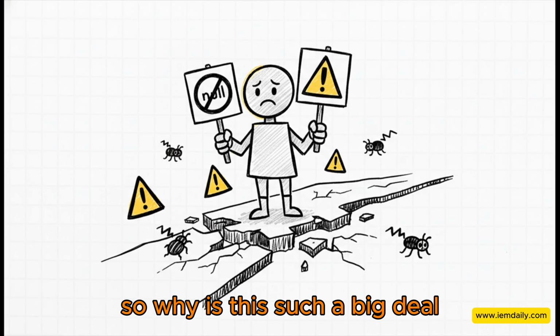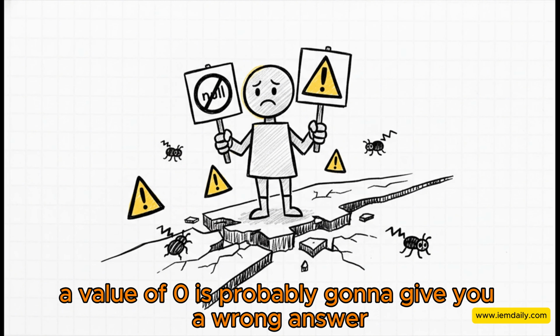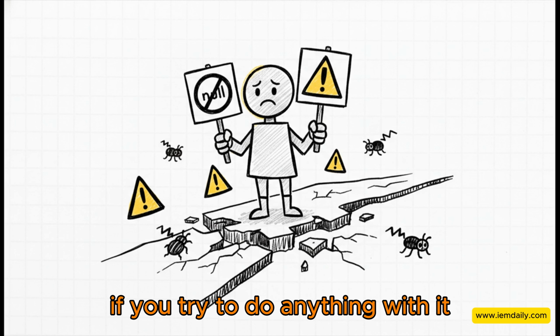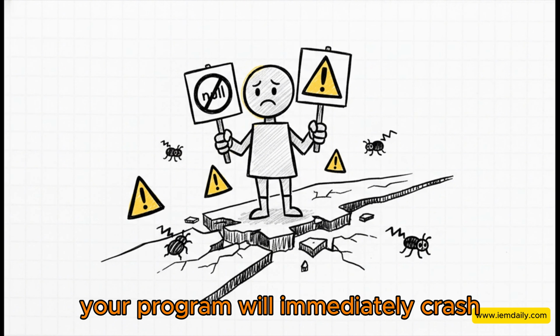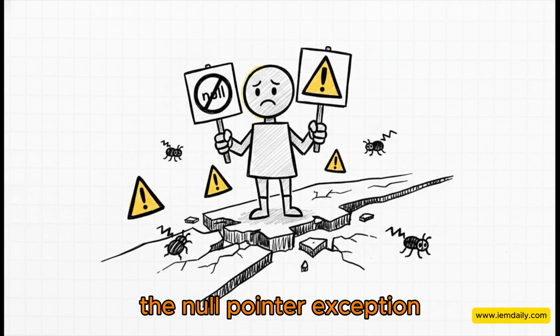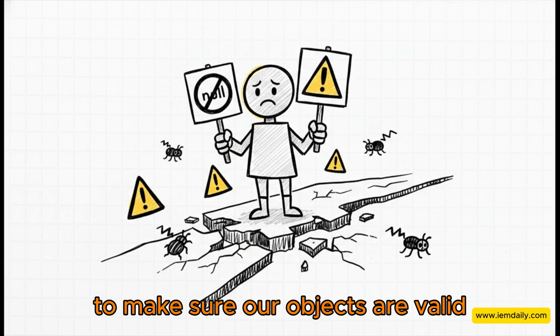So why is this such a big deal? Well, imagine your code tries to do something with that age. A value of 0 is probably going to give you a wrong answer. But even worse is that null name. If you try to do anything with it, like just print it to the screen, your program will immediately crash. You'll get one of the most famous errors in all of Java, the Null Pointer Exception. This is exactly why we need a better way to make sure our objects are valid from the get-go.